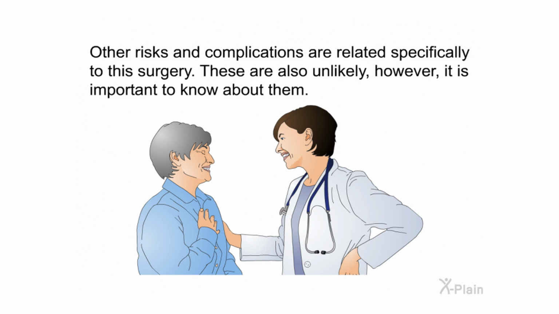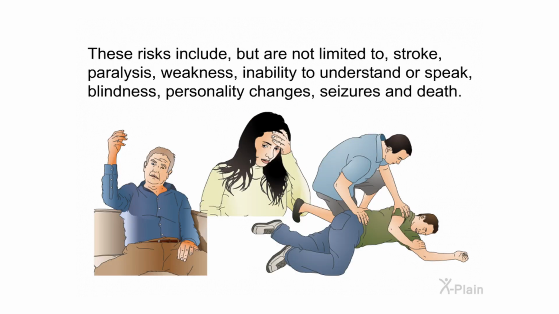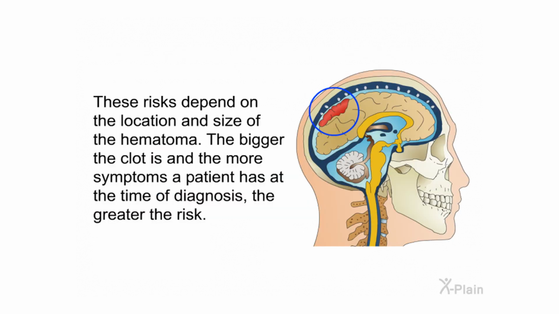Other risks and complications are related specifically to this surgery. These are also unlikely, however, it is important to know about them. These risks include, but are not limited to, stroke, paralysis, weakness, inability to understand or speak, blindness, personality changes, seizures, and death. These risks depend on the location and size of the hematoma. The bigger the clot is and the more symptoms a patient has at the time of diagnosis, the greater the risk.